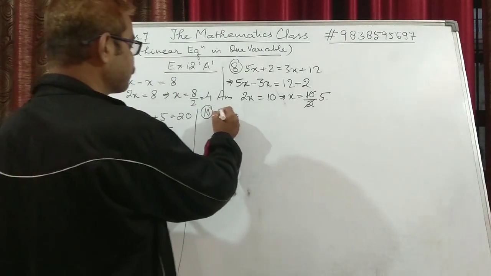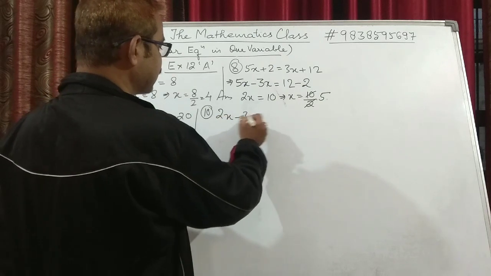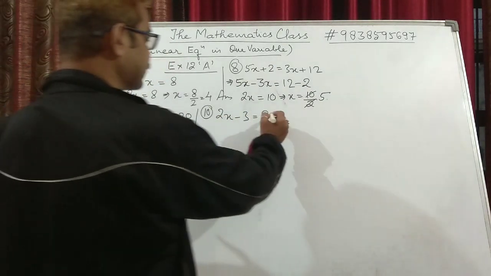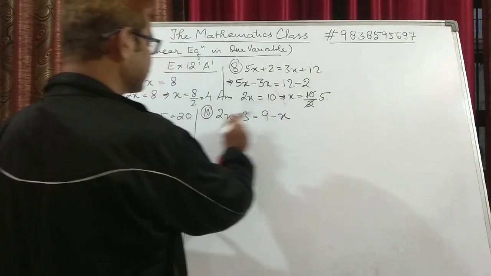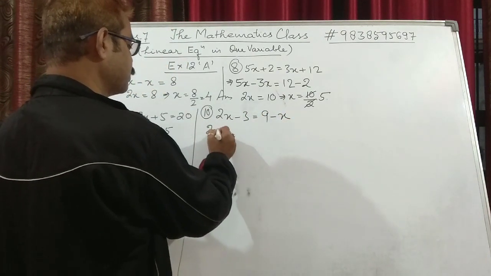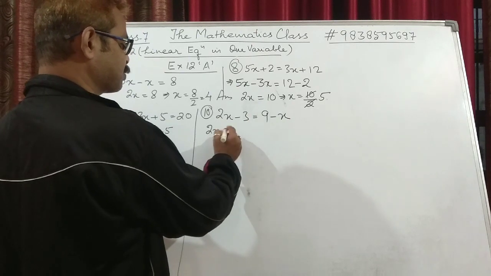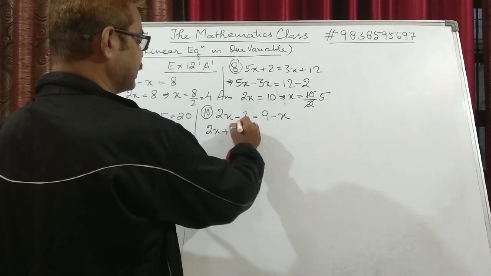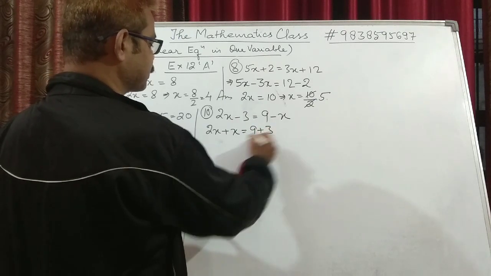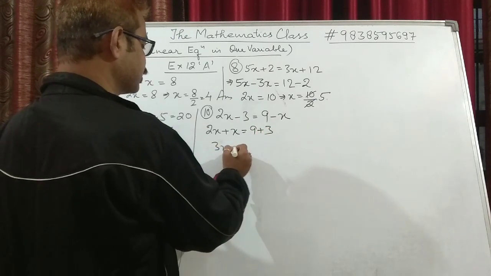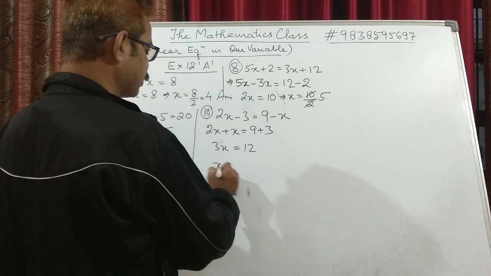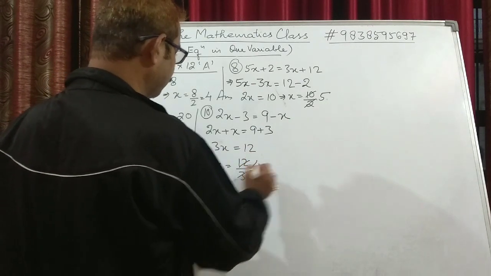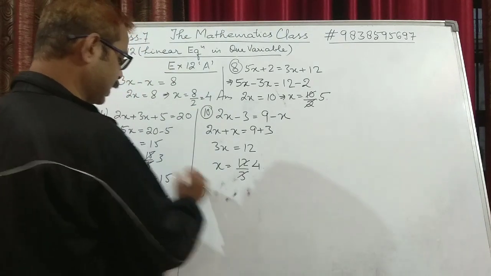2x minus 3 is equal to 9 minus x. Again in this, minus x comes to the side, so it will be 2x. When minus x comes to the side, it will become plus, change its sign. So 3x is equal to 9, and this minus goes to the side, again plus 3. So 3x is equal to 9 and 3, 12. So x is equal to 12 upon 3, that is 4. Question number 12.